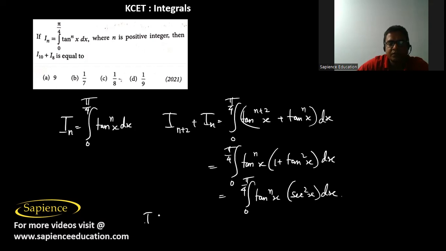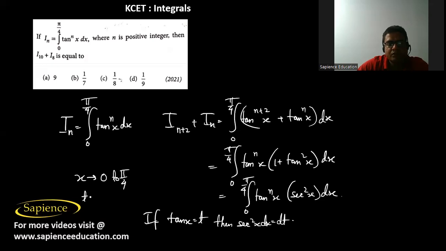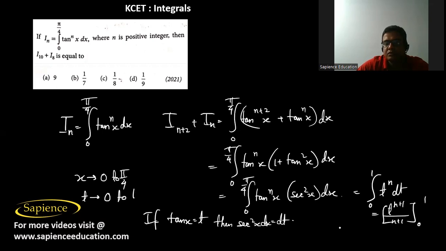Now suppose we take tan x as t, then sec^2 x dx will be equal to dt, and x is going from 0 to pi by 4. So t will go from tan 0 to tan pi by 4, means from 0 to 1. So this can also be written as the integral from 0 to 1 of t^n dt. So this will be t^(n+1) by (n+1), going from 0 to 1. So this will be 1 by (n+1).